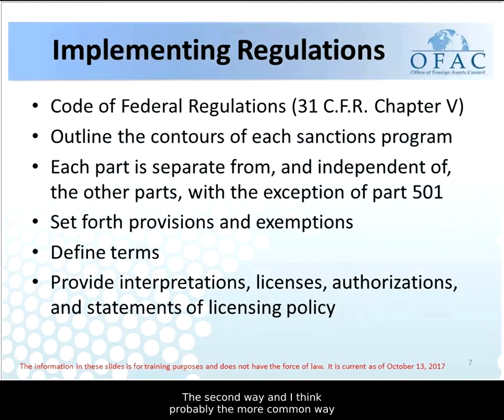The second way, and I think probably the more common way that sanctions are implemented, is through the CFR, the Code of Federal Regulations. For example, the Cuba sanctions program, the Cuban Assets Control Regulations, as we call them, are in the CFR at 31 CFR Part 515. The Iran regulations are at Part 560. If you deal with Cuba or Iran in your business, you should become familiar with those segments of the CFR. You'll find in those regulations definitions of terms, exemptions, general licenses, guidelines for specific licensing, et cetera, all the things you need to know.